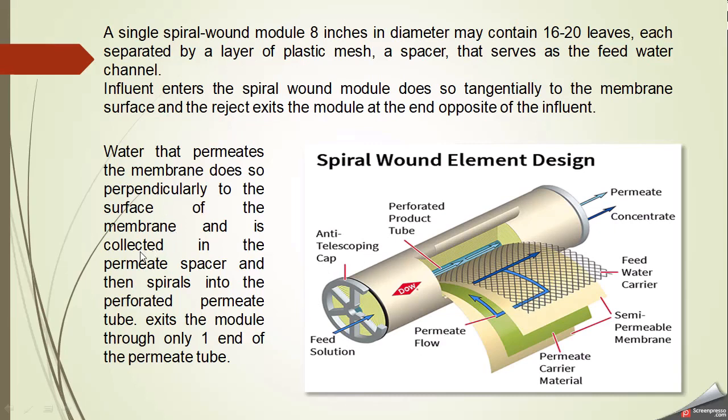perpendicularly, and is collected in the permeate spacer, and then spirals into the perforated tube. This is the spiral permeate flow, and at the end it is collected in the permeate tube and exits the module through only one end of the permeate tube. Here is the tube, this side is closed, and it comes out on the other side.